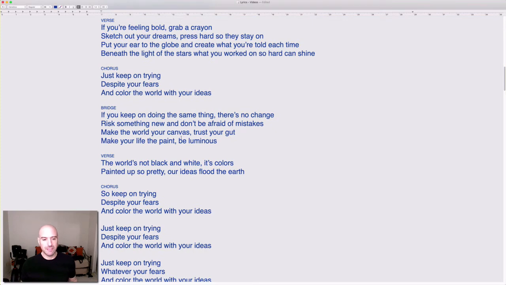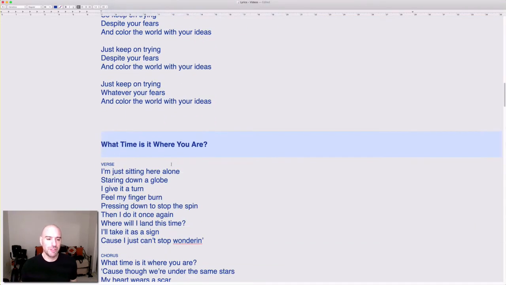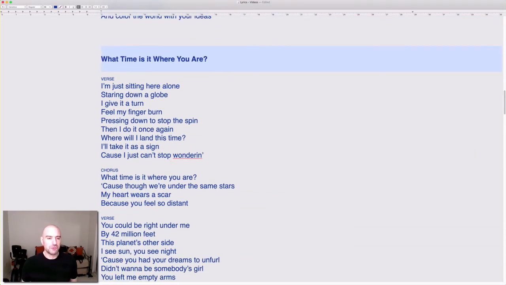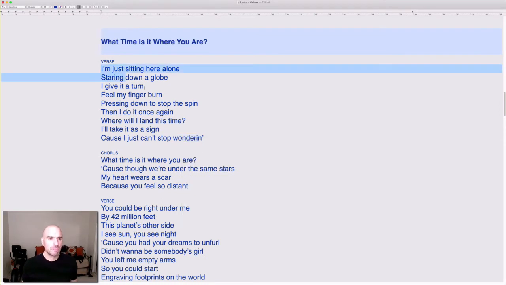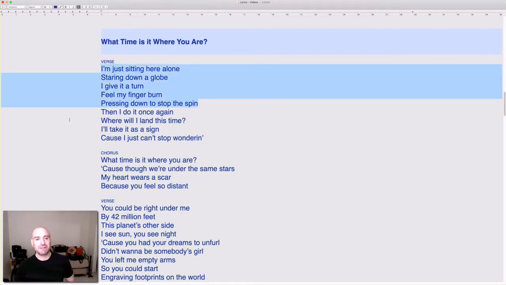Okay, so let's take a look at the song, What Time Is It Where You Are? In the first few lines here, so I'm just sitting here alone, staring down a globe. I give it a turn, feel my finger burn, pressing down to stop the spin. So this section it's addressing the sense of touch, right?